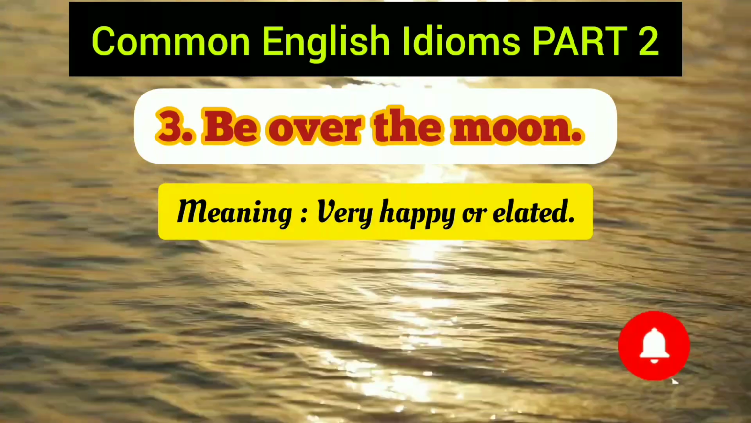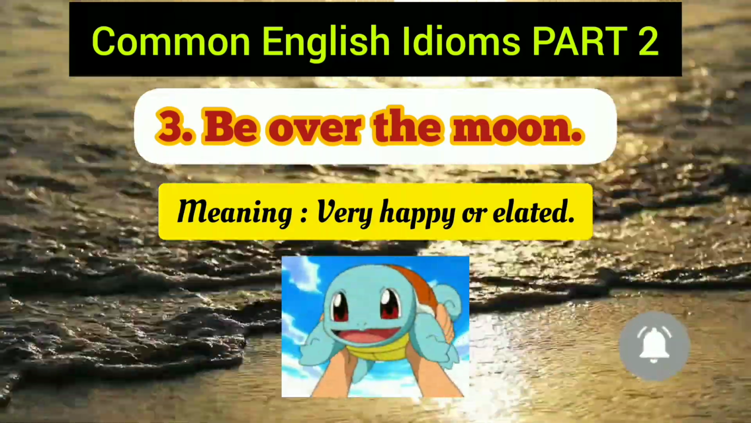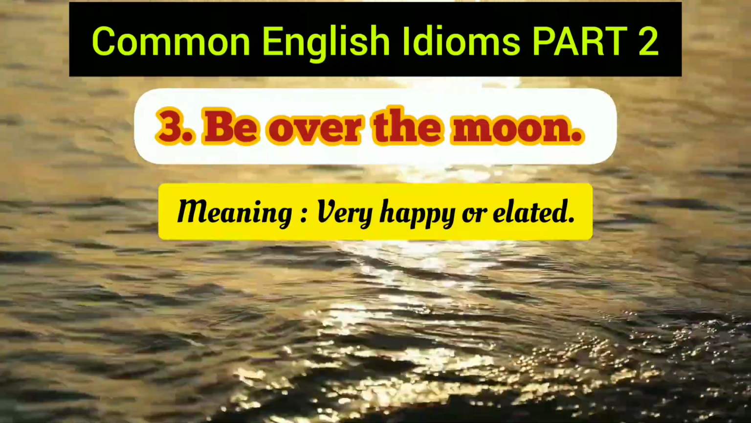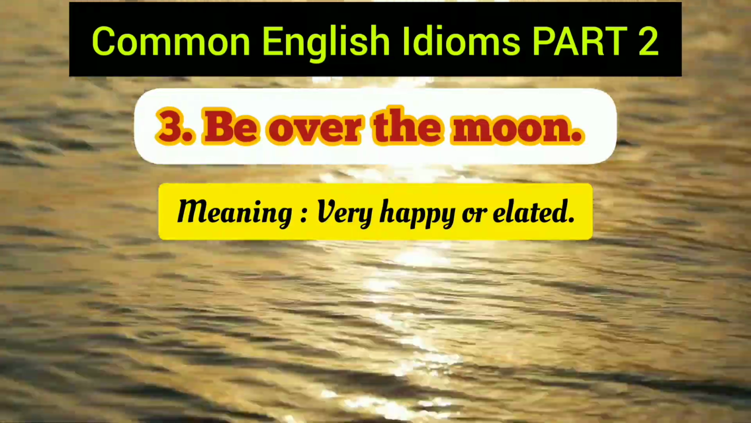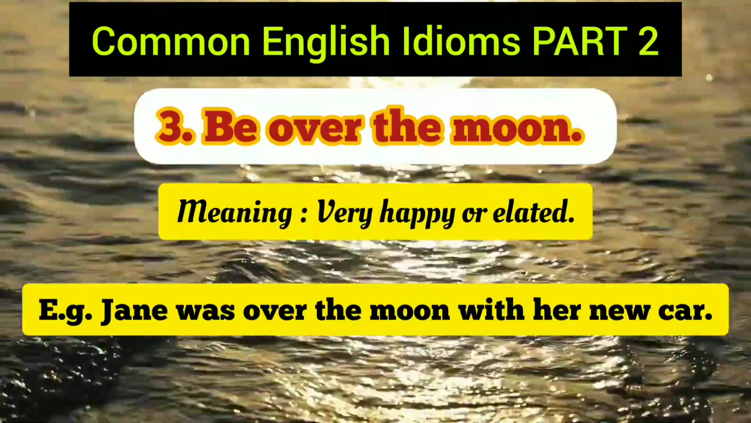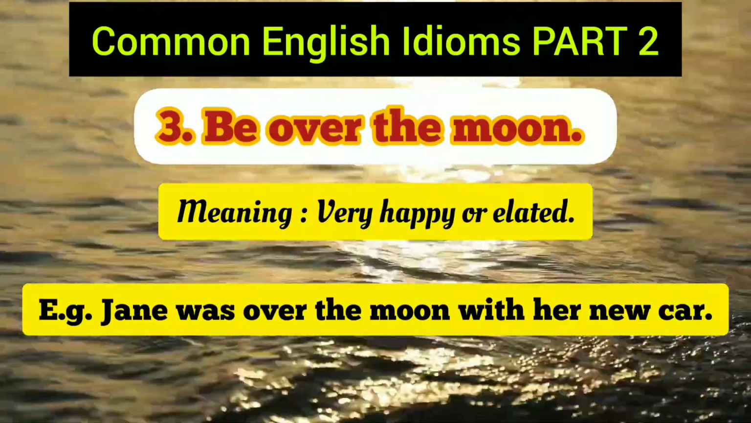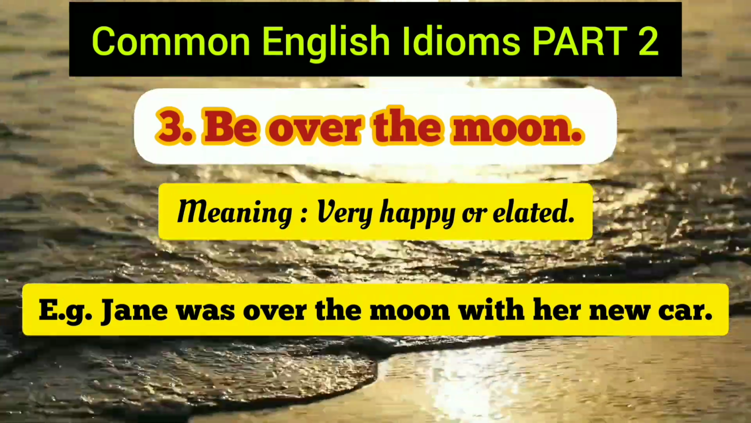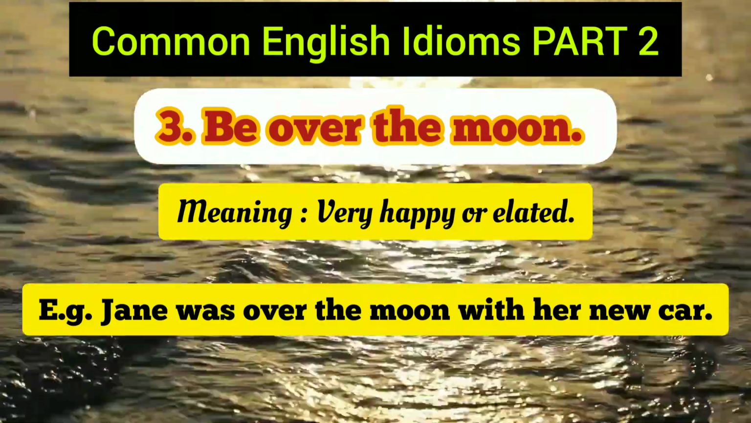So let's see how to use this. It's quite relevant to use it in an everyday context. We can use it this way: Jane was over the moon with her new car. That means she felt extremely happy, she was ecstatic. Over the moon means so ecstatic with her new car. So I hope it's crystal clear how to incorporate it.